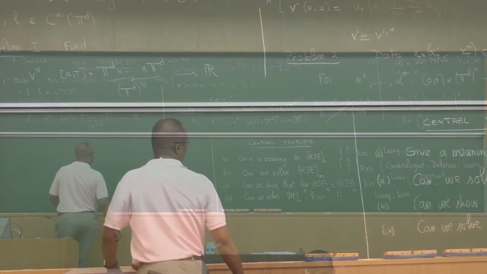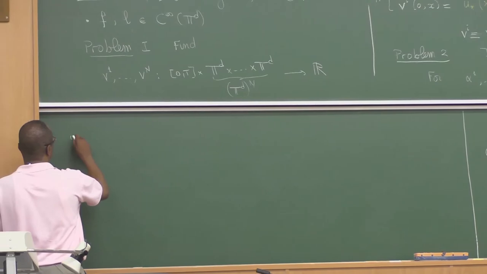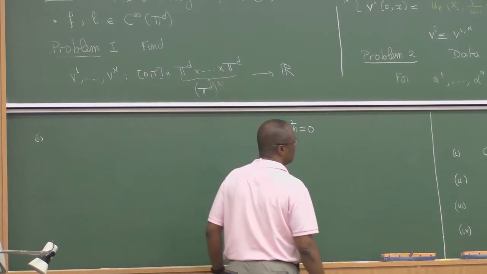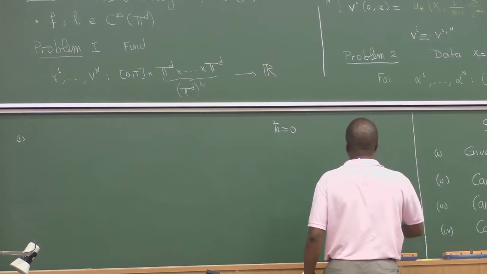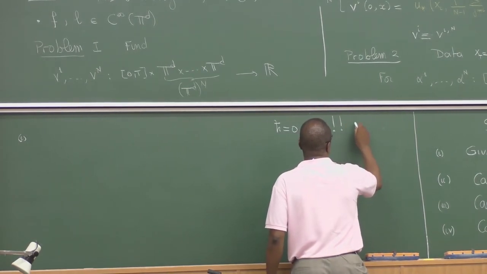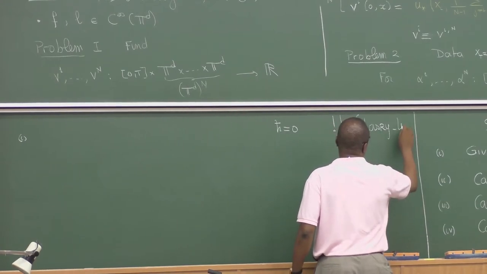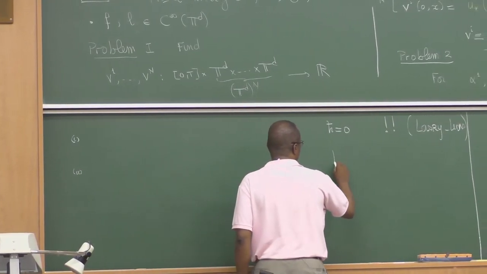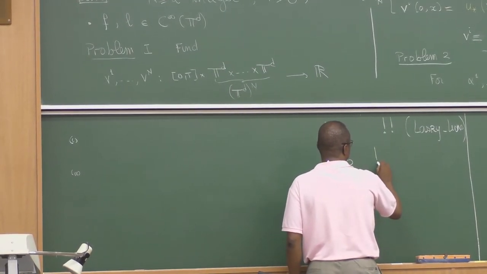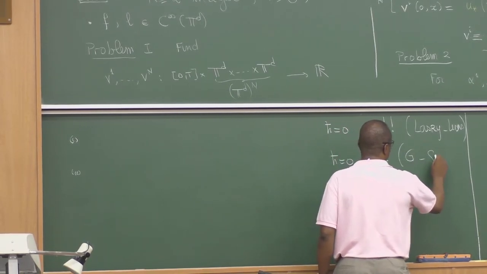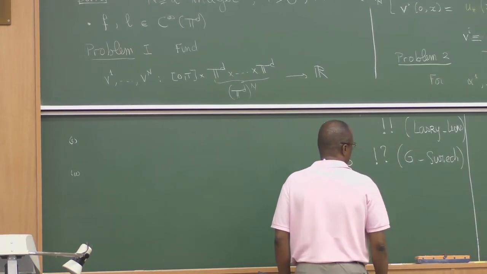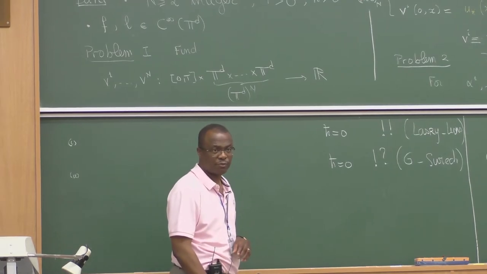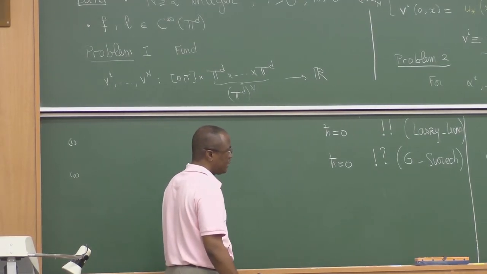Now let us look at the case h bar equal to 0. This is already known by Lasry. Can we solve the Hamilton-Jacobi equation when h bar equal to 0? This is due to Mészáros and Swiech. And question mark, because we could only find a short time solution, and so a lot of work needs to be done here.